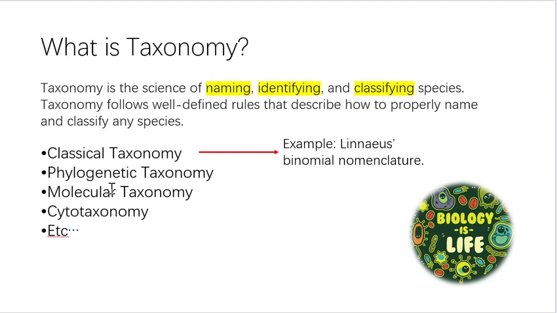And here are some of the common taxonomies that scientists may use. First of all, we've got classical taxonomy, which includes Linnaeus's binomial nomenclature, which I'm going to explain in the next slide. And also, there is phylogenetic taxonomy, which focuses on evolutionary relationships. In addition, there is molecular taxonomy, and as you can tell from the word molecular, it's based on the DNA or RNA of the species.